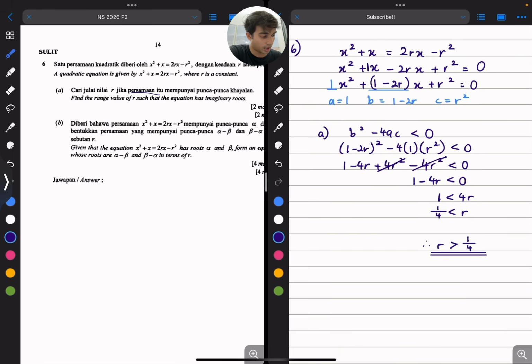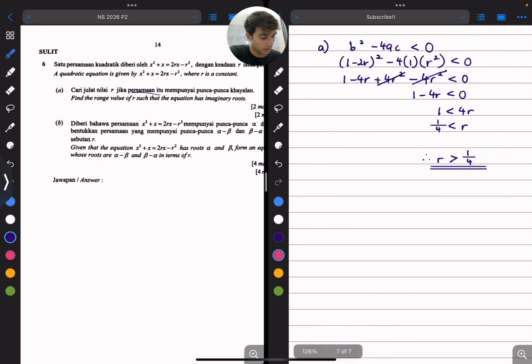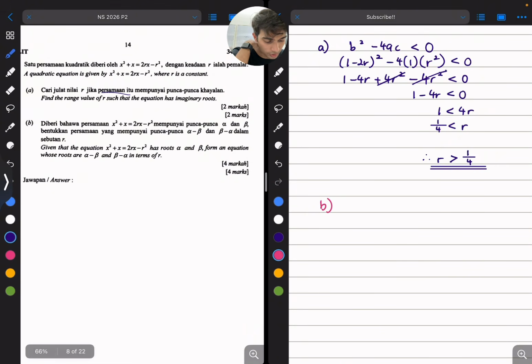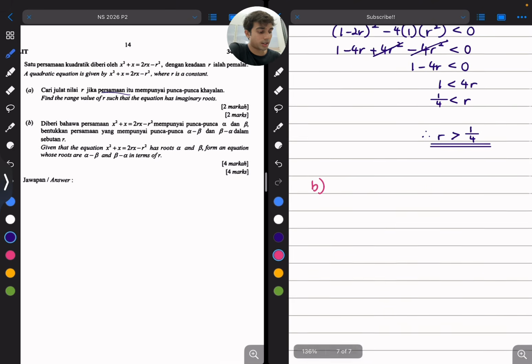Alright. Then we do B. We change color lah, boring already. B we use pink. Okay. Given that the equation has roots alpha and beta, form the equation whose roots are alpha minus beta, beta. Okay. So here we have to use the SOR and POR.